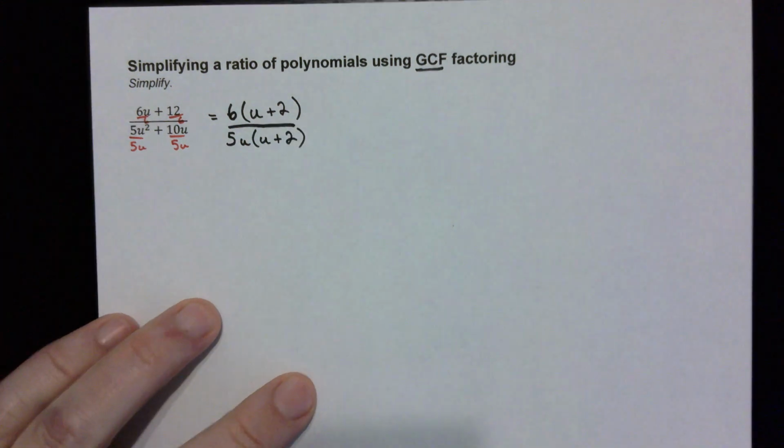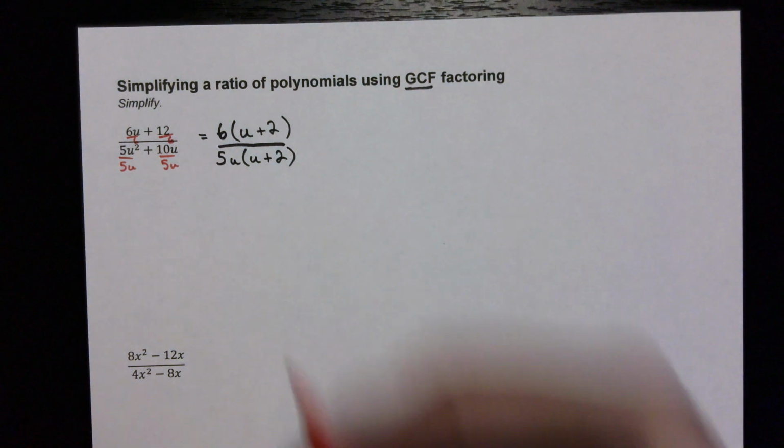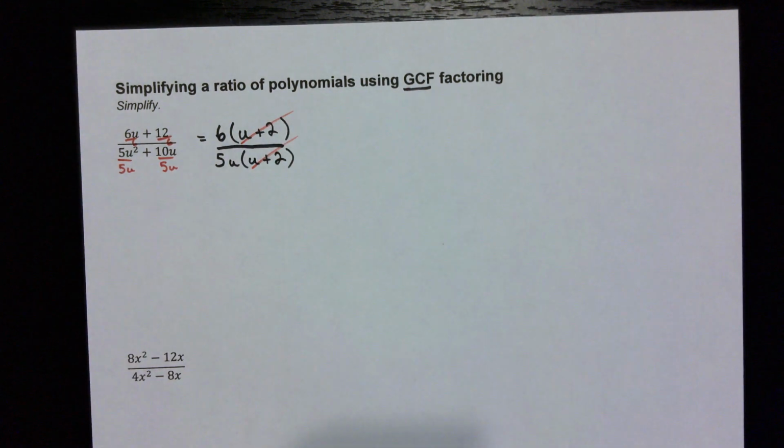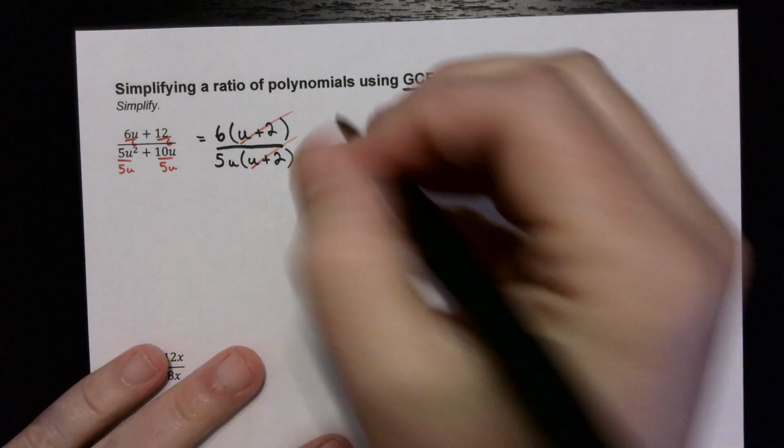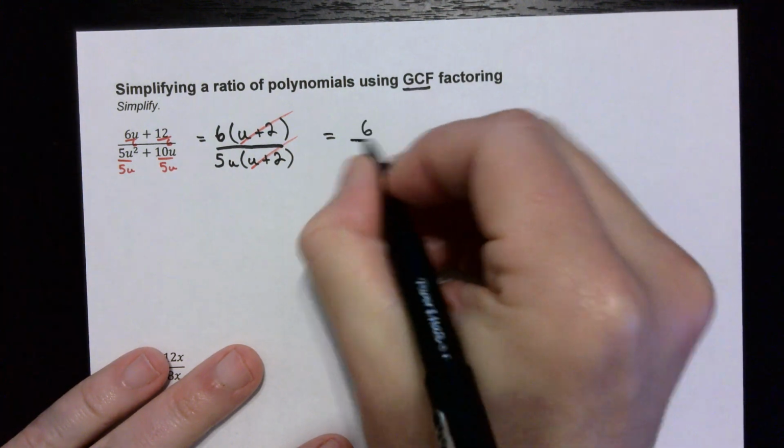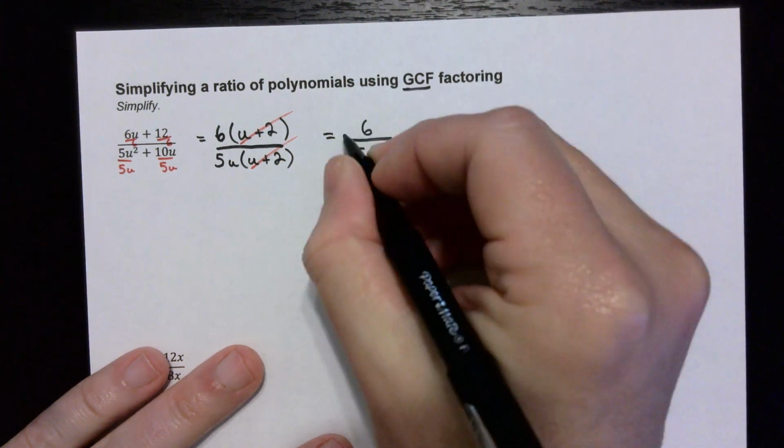Notice that when we did that, we've got a common factor on top and bottom. So we get rid of that by reducing, and you're left with 6 over 5u as your answer.